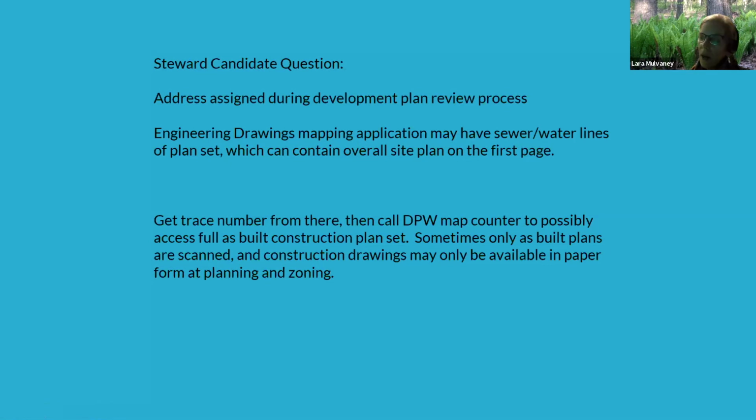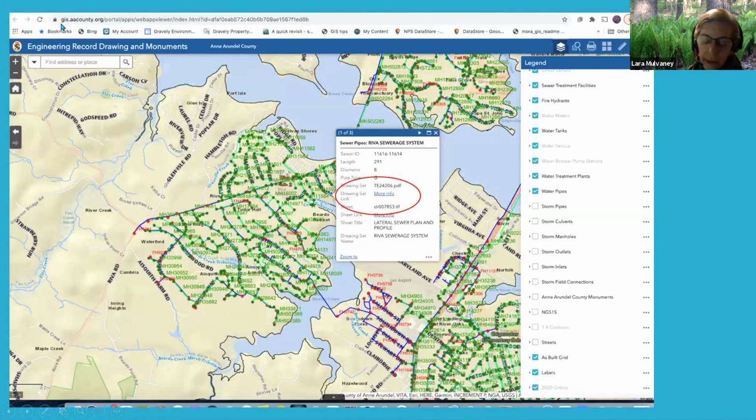But there is also an engineering drawing application that may have access to the plan set drawings. The next couple of slides go over how to use the engineering drawing web application to get access to site drawings. You would start at aacounty.org and launch the engineering drawing, record drawing and monuments web application.